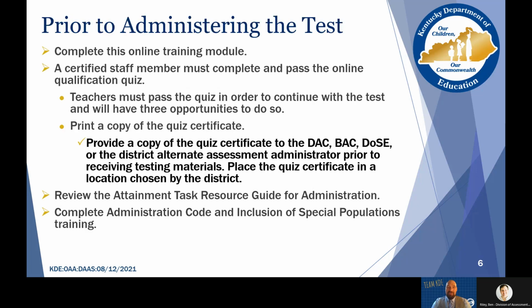Teachers will complete both the Alternate Kentucky Summative Assessment Overview and AT training modules and pass the online qualification quiz prior to receiving or administering the attainment task. Teachers will need to print a copy of the quiz certificate for the DAC, BAC, or DOS, or the district alternate assessment administrator to store in a secure location selected by the district.